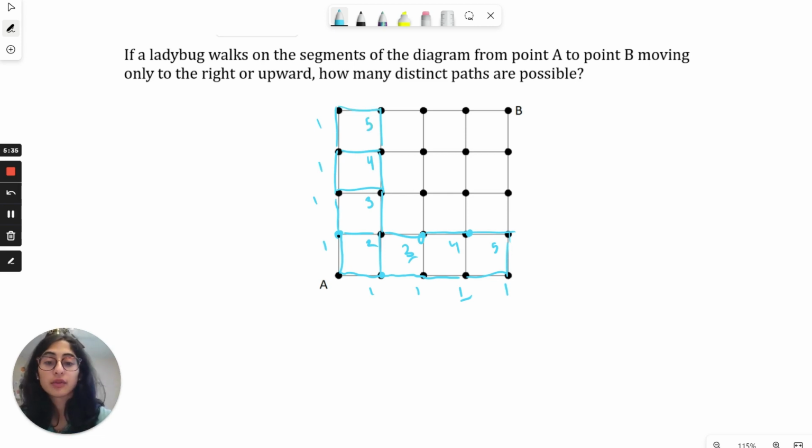Over here we have 3 plus 3 is 6. Then we got 4 plus 6 is 10. 10 plus 5 is 15. Over here also 4 plus 6 is 10. Then 10 plus 5 is 15.